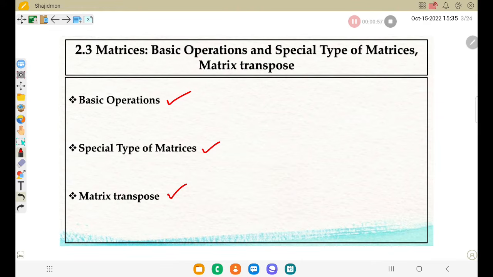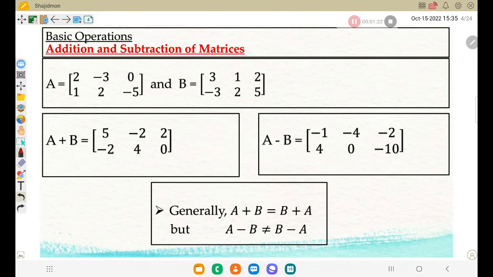Okay, so we will go to basic operations first. Basic operation means how to add two matrices, how to subtract two matrices, how to multiply, and what the meaning of equality is. So we need to discuss addition, subtraction, multiplication, and equality. What does it mean for two matrices to be equal? Let's start with the basic operations, addition and subtraction of matrices.